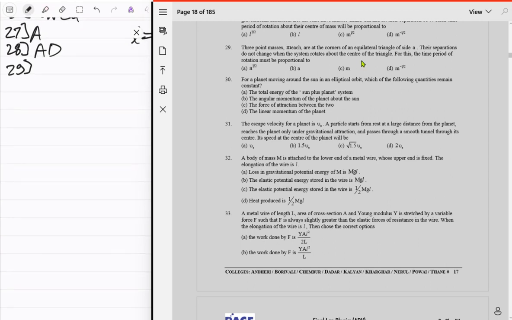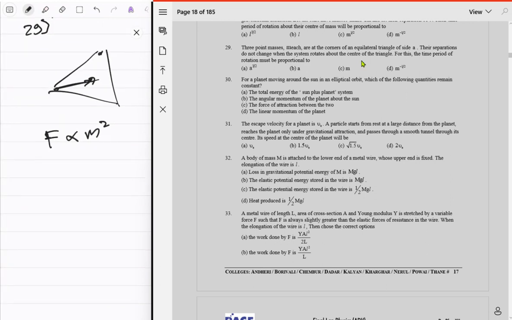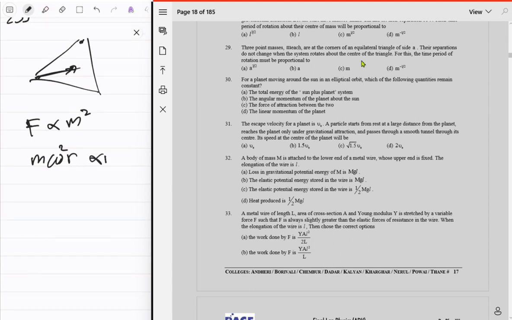So there's a force acting on this, which is proportional to r. For this, the time period of rotation must be proportional to what? Ah, right, sorry. So the force acting is proportional to just m squared, forget about the angles. The force is actually equal to the centripetal force, which is just m omega square r. So m omega square r is proportional to m square. That's all you're seeing, right?